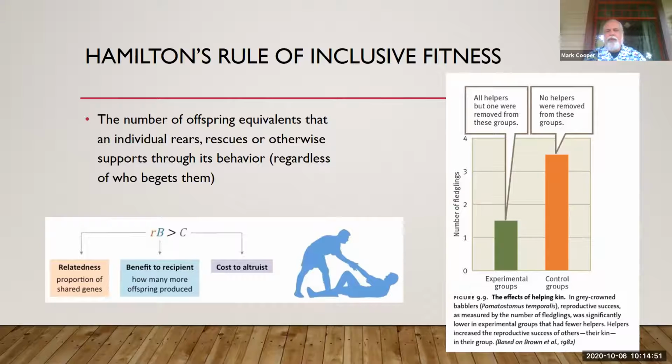And we're not going to really work with that equation, but I do want you to understand how it works. So his idea is individuals do things because of the number of offspring equivalents that an individual rears, rescues, or otherwise supports through its behavior, regardless of where it came from. And that's why we have adoptions and things like that. But the idea behind this is you are going to only do things if, for one, it benefits you, and it has less than the cost.